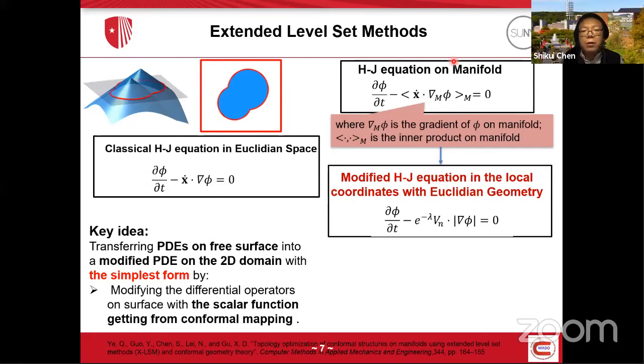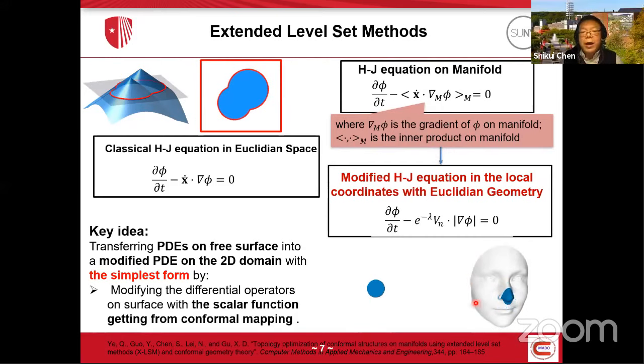So without further ado, I just show you, this is the classical Hamilton-Jacobi equation in Euclidean space. So we can derive its manifold form and using conformal mapping, we can rederive the Hamilton-Jacobi equation from the manifold form, transform it into its Euclidean form. So the additional term we introduced is the e to the minus lambda. This lambda has a physical meaning, it's called the volume ratio, okay? Volume ratio is essentially a metric that measures the volume change because you have to stretch a surface to make it flatten. The physical meaning for lambda is the volume change for the material.